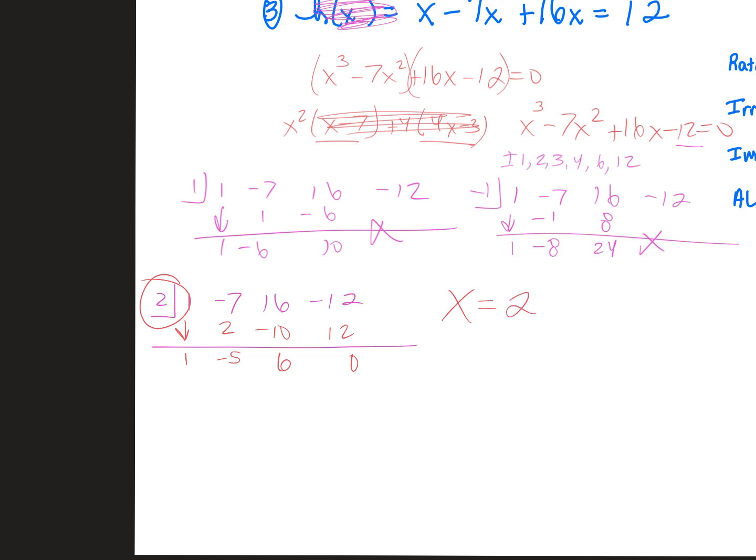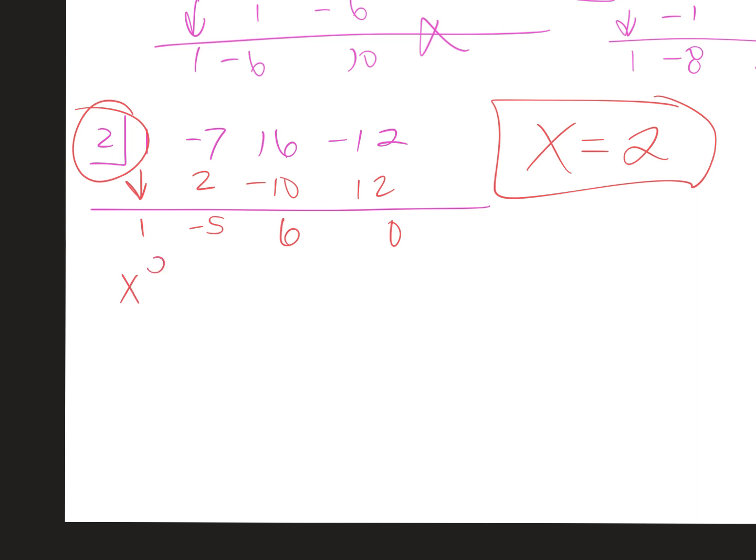X equals 2. Perfect. And then what we have left over, we hope, factors pretty. If it doesn't, at this point, since we're at x squared, we would go ahead and have to use the quadratic formula.